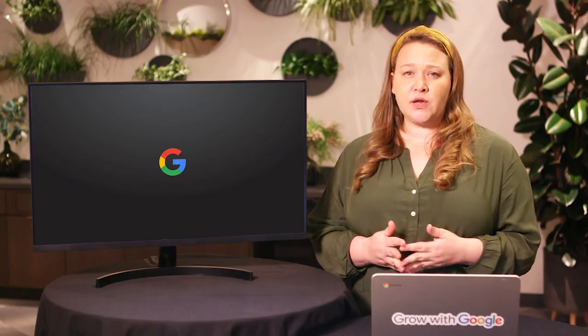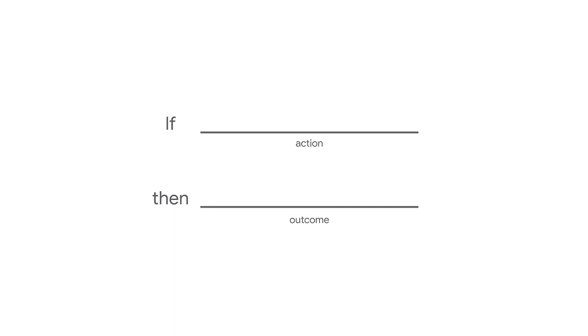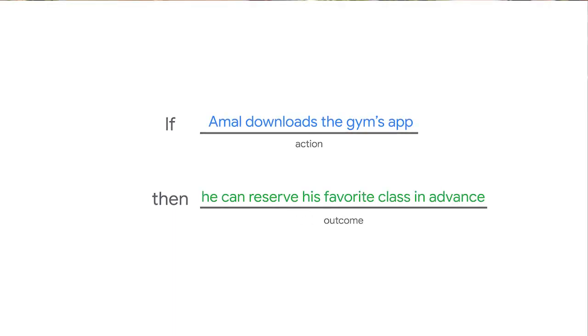Let's go back to our earlier example with Amal. Amal is an athlete who needs a way to sign up for workout classes because the class he wants to participate in fills up fast. Your hypothesis statement might be something like this. If Amal downloads the gym's app, then he can reserve his favorite class in advance.